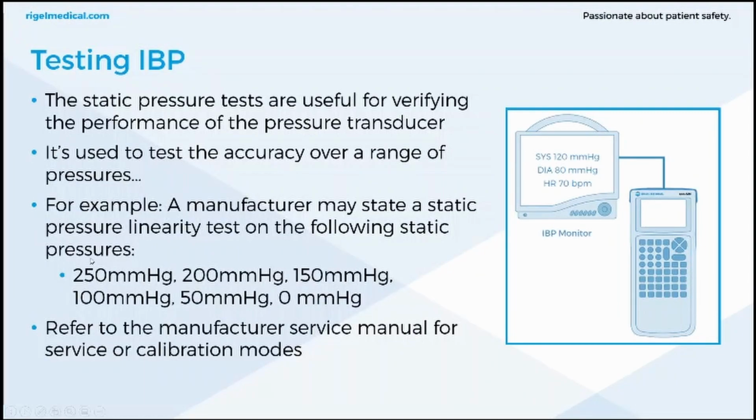Testing IBP. The static pressure test is useful for verifying the performance of the pressure transducer. It's used to test the accuracy over a range of pressures. For example, again, a manufacturer may say a static pressure linearity test of the following pressures: 250 to 0 in 50 millimeters of mercury steps. Again, you need to refer to the manufacturer's service manual for service or calibration modes for this test.